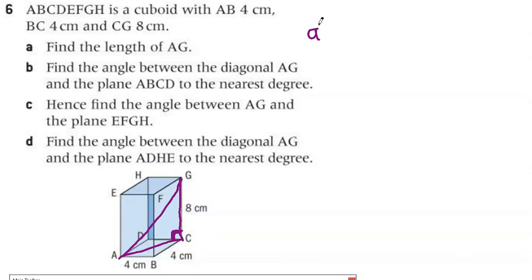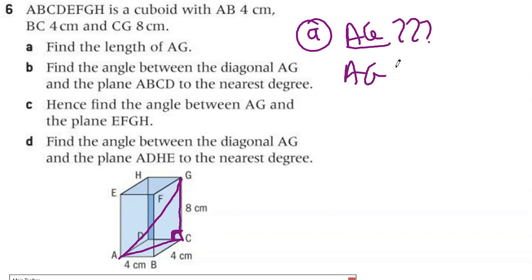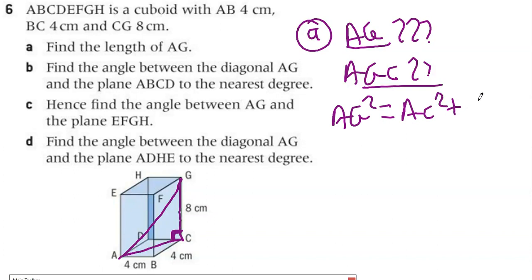So first, you need to find AG. To find AG, I need to work all the time, we need to locate the right triangle. I need to work on the right triangle AGC. Excellent. And I know that it's right at C. So I will have AG squared is equal to AC squared plus CG squared. But what is missing? AC. So step 2, I need to find AC.